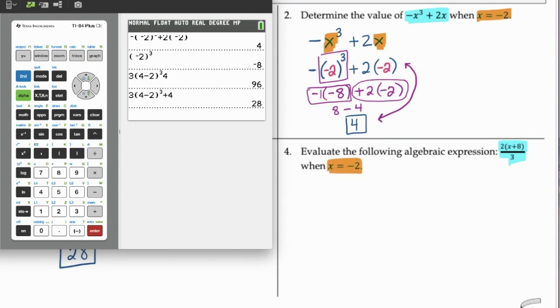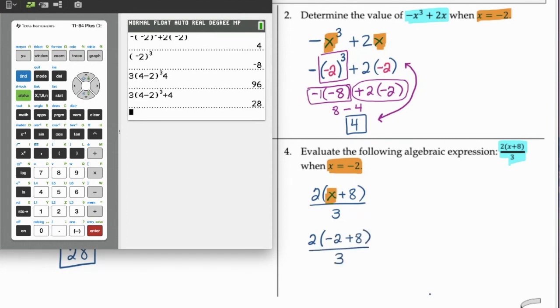First thing I always do is I rewrite the problem. I'm going to identify all of my x's. I only have one in this case. And why am I doing that? Because I want to replace those x's. So I get 2 times -2 plus 8 all divided by 3.